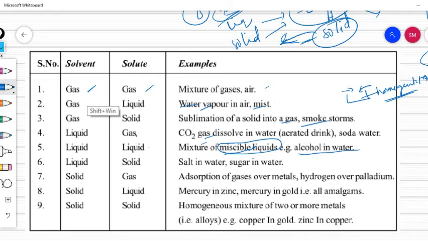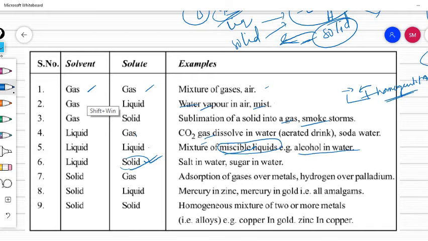Next, solid in liquid. It is a sugar solution, or salt solution. Whatever solids you dissolve in water, if it forms a homogeneous mixture, that can be called a solid in liquid mixture, a solid solution.